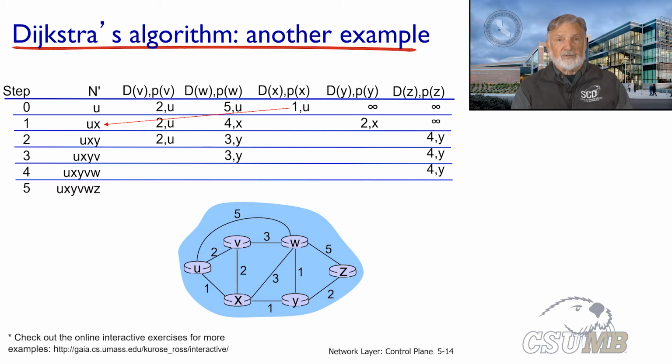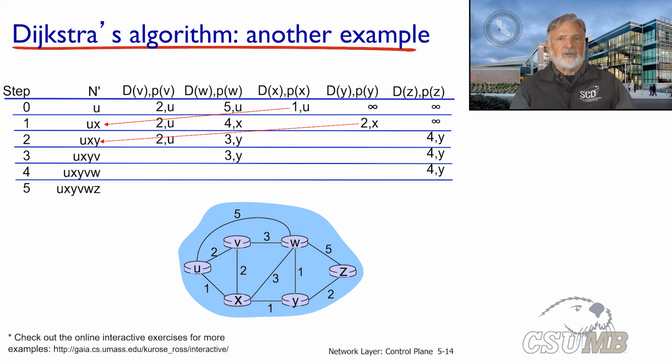In the second iteration, nodes V and Y are found to have the least cost paths with a cost of 2. We'll break the tie here, selecting Y as the new current node. Add Y to the current set N prime, so that N prime now contains U, X, and Y. The cost of the remaining nodes not yet in N prime, that is nodes V, W, and Z, are updated via line 12 of the link state algorithm, yielding the results shown in the third row of the table.